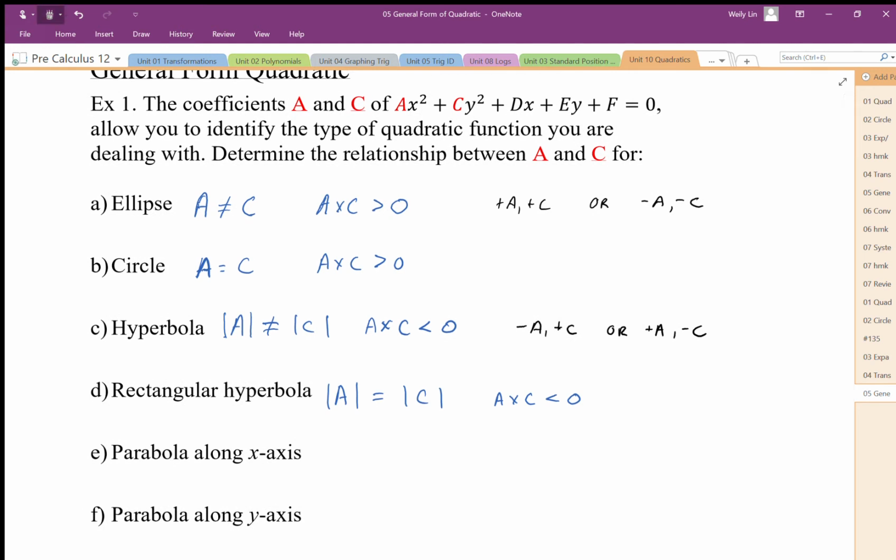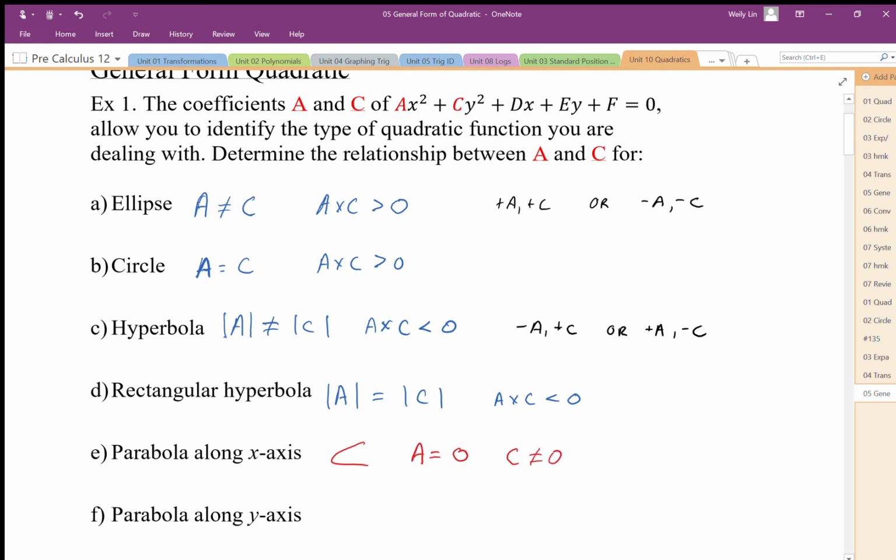Parabolas along the x-axis are going to be like this. What that means is we need a y squared term, but we can't have an x squared term, because if we have an x squared term, then we end up with either an ellipse, a circle, or a hyperbola. So what needs to happen is we need to not have A. A must equal 0. There can't be an x squared term if we want the parabola going sideways. And C must be not equal to 0.